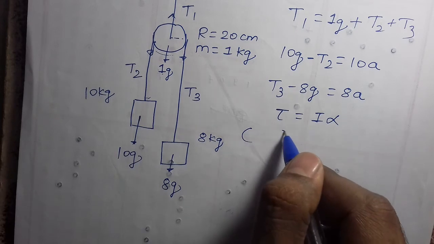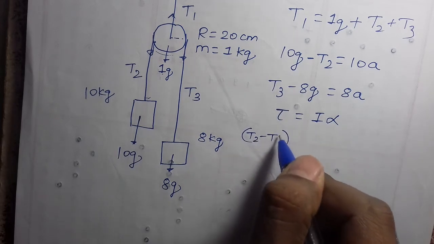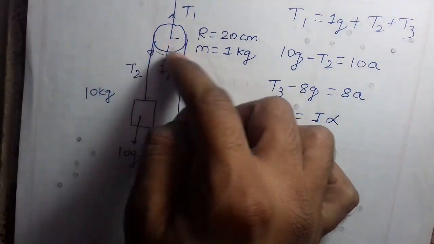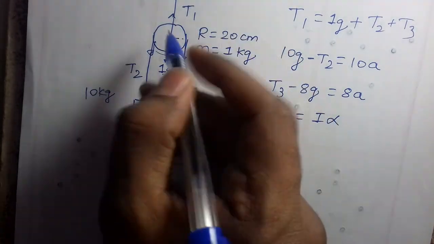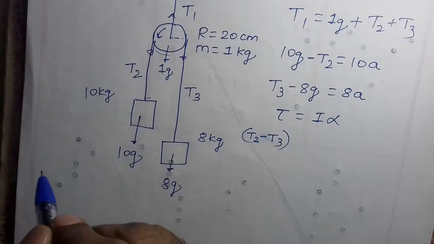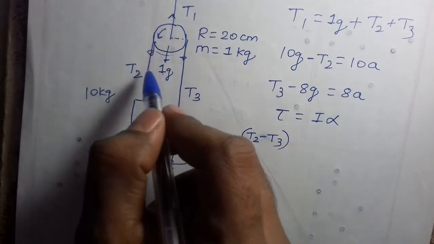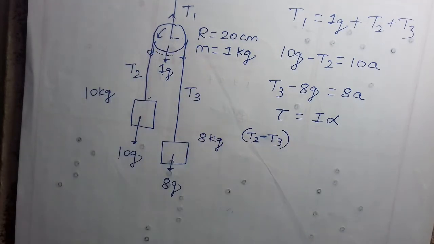So difference between tension is what? T2 minus T3, because T2 is more than T3. That's why pulley is moving in this direction. If T3 was more, then pulley would have moved in the other direction. Okay, T2 is more, therefore pulley is moving in this direction. So T2 minus T3 is what?